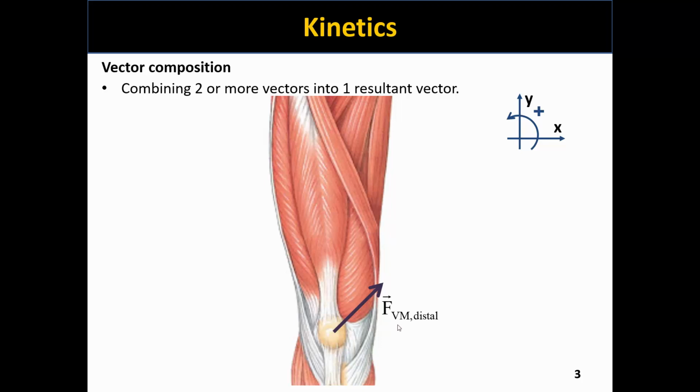And in subscript, I'm going to give this particular force vector a unique label here. And this one is for the distal portion of the vastus medialis muscle. Now, there's a proximal portion of the same muscle, the vastus medialis, and if I use a vector to represent the force generated by the proximal portion, then I would label that appropriately VM for vastus medialis proximal.